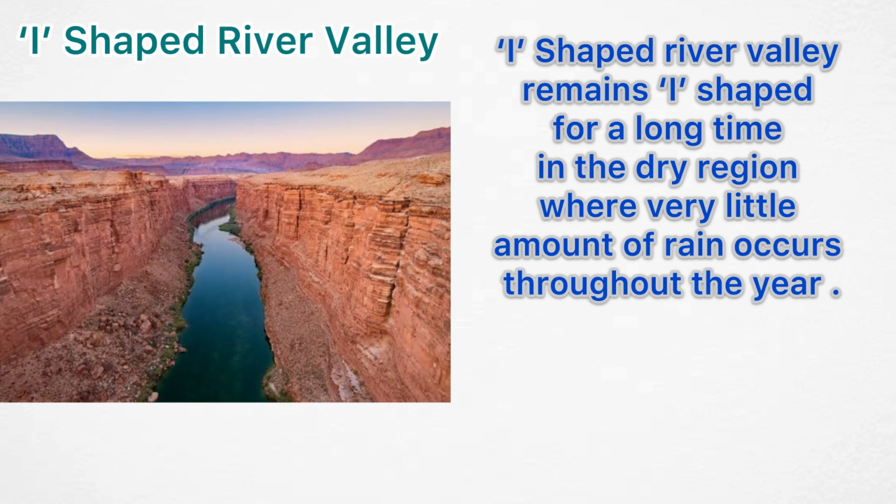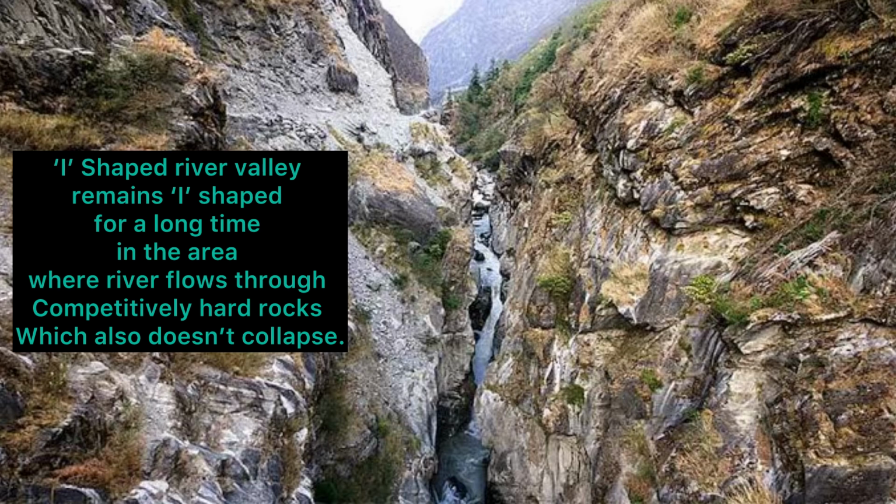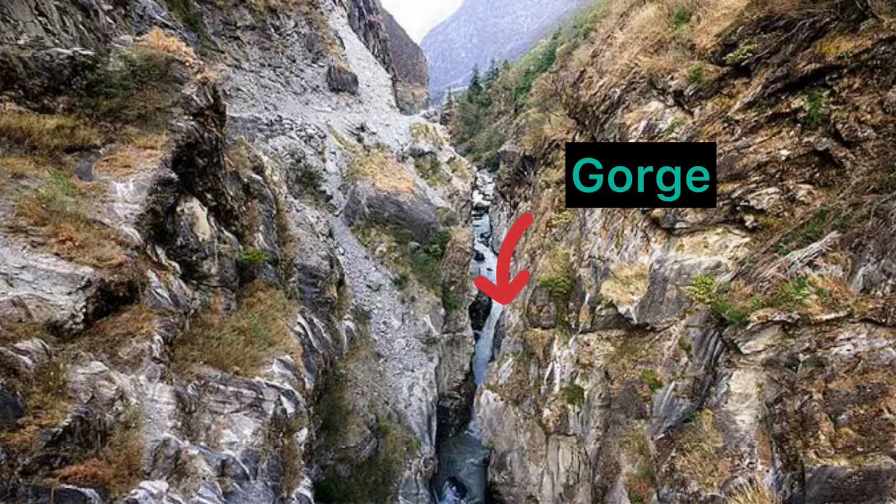Generally, I-shaped river valley remains I-shaped for a long time in the arid and semi-arid region, where a very less amount of rain occurs. That's why river valley side does not collapse and remains narrow and I-shaped. I-shaped river valleys also remain I-shaped in the area where river flows through comparatively hard rocks, which also do not collapse.